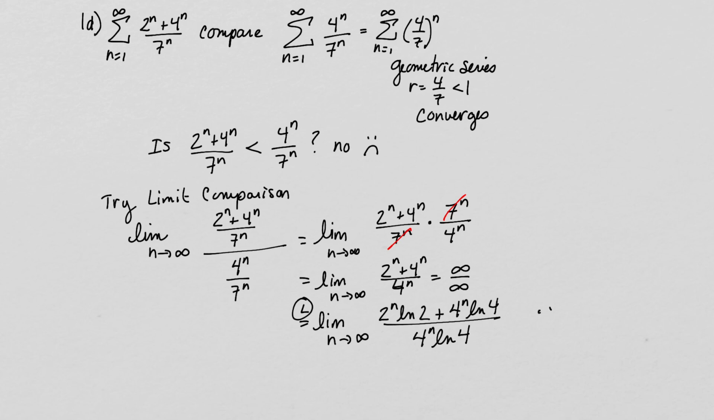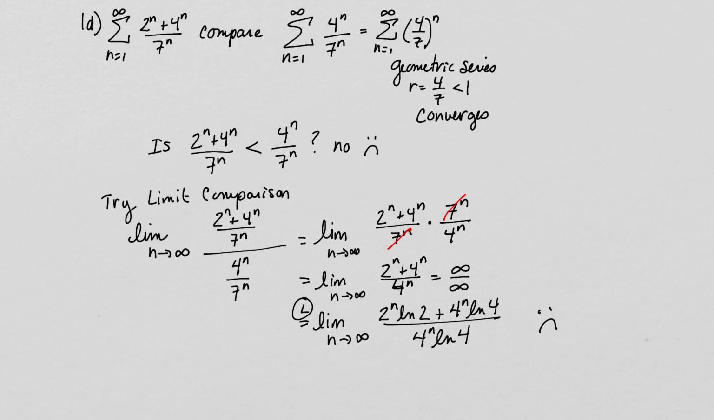So that's kind of sad, right? So here's one where just taking the biggest piece on the top and the biggest piece on the bottom didn't actually help us out. It didn't help us figure out what happened. The direct comparison test didn't really work. The limit comparison test, I can't really get anywhere because I get this limit that I can't really figure out. So it's a mess, right? So that kind of means we probably didn't pick the right thing to compare it to.